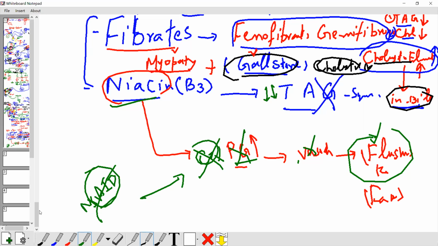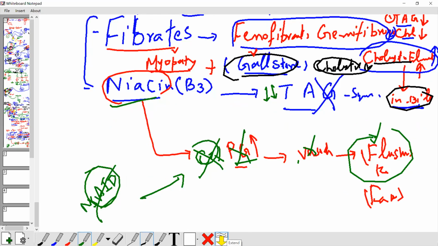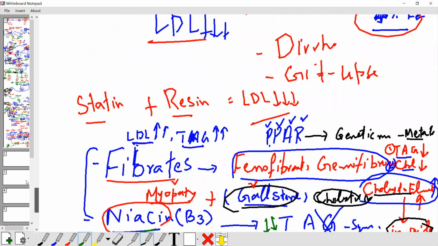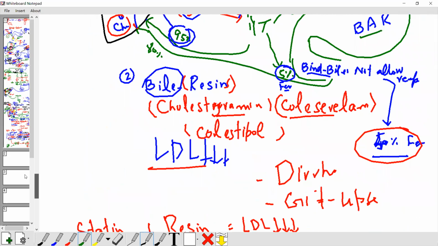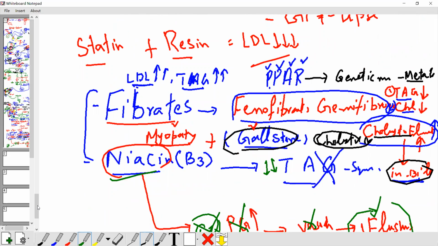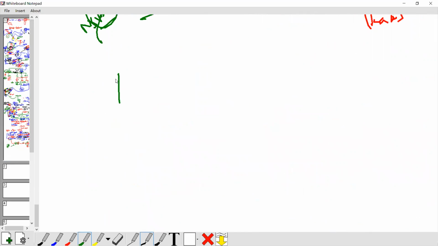This is all about anti-hyperlipidemic drugs. To reduce the cholesterol, we can use statin. To reduce the cholesterol, we can use resin. To reduce the TAG, we can use niacin. To reduce the TAG, we can use fibrates. Understand? And the last one is very easy.